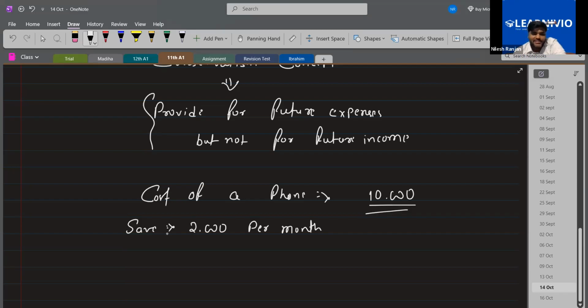Now, some student says we can directly purchase, we don't need to save. But I'm taking a simple example. So if you save 2,000 per month, you can purchase a phone after 5 months. Yes.